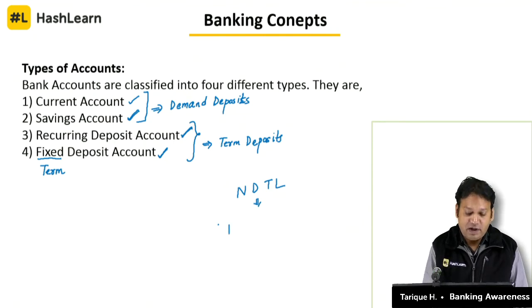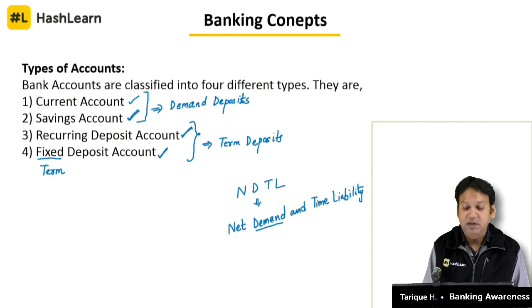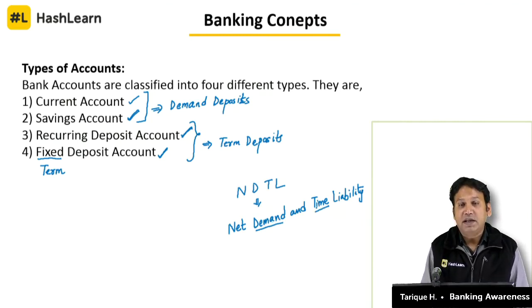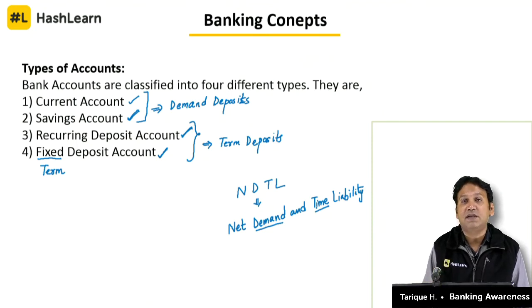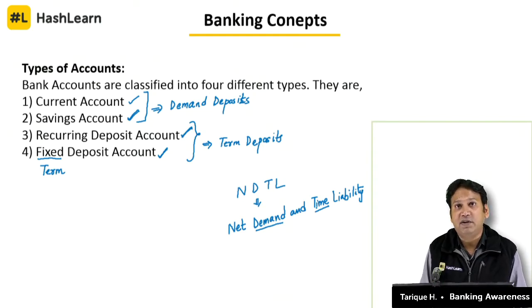Since we are discussing types of accounts, let's understand. NDTL stands for net demand and time liability. So what are the demand liabilities for a bank? The savings account and current account, also called CASA, C-A-S-A. These are your demand liabilities, and the recurring deposit account and the term deposit account are time liabilities. So we say that the cash reserve ratio is 4% of the bank's NDTL, which the bank must maintain at all points of time with the Reserve Bank of India.